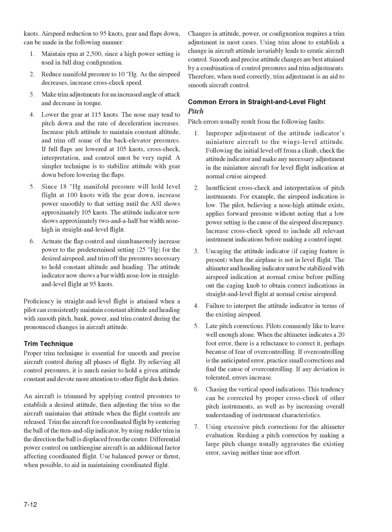6. Chasing the vertical speed indications. This tendency can be corrected by proper cross-check of other pitch instruments, as well as by increasing overall understanding of instrument characteristics. 7. Using excessive pitch corrections for the altimeter evaluation. Rushing a pitch correction by making a large pitch change usually aggravates the existing error, saving neither time nor effort.